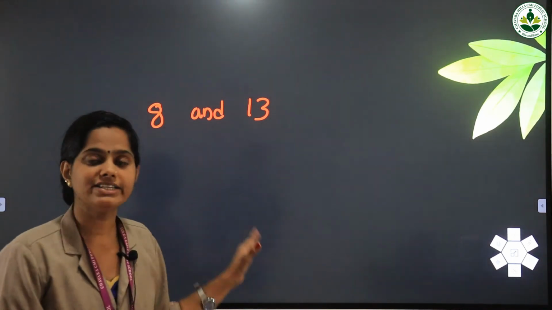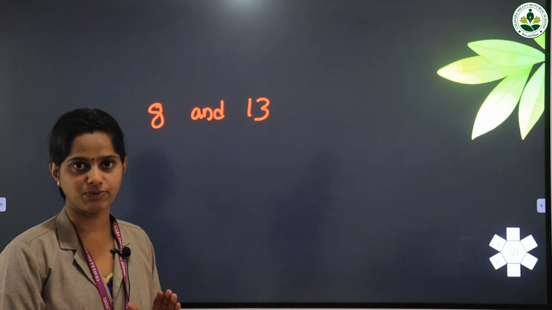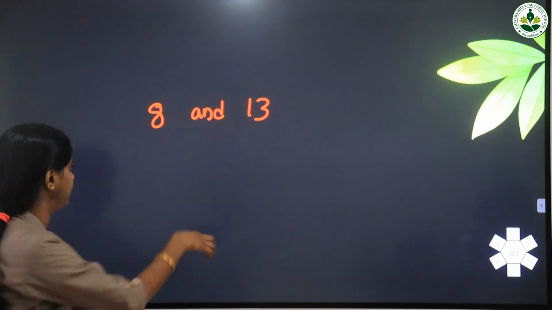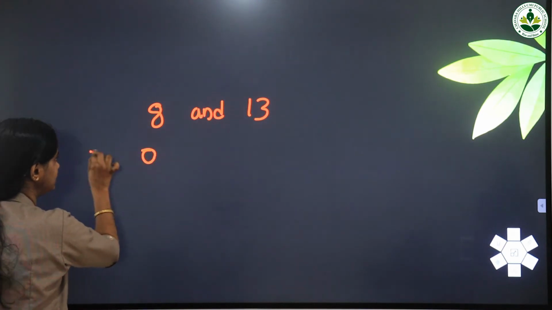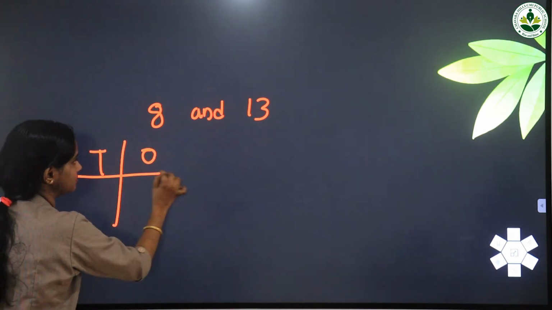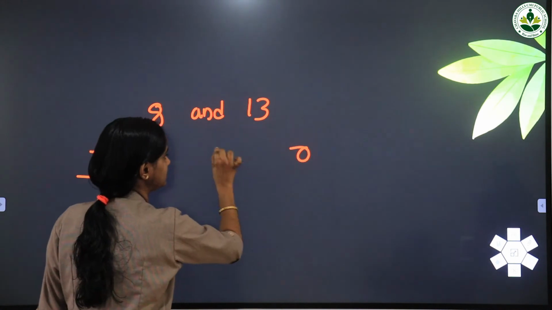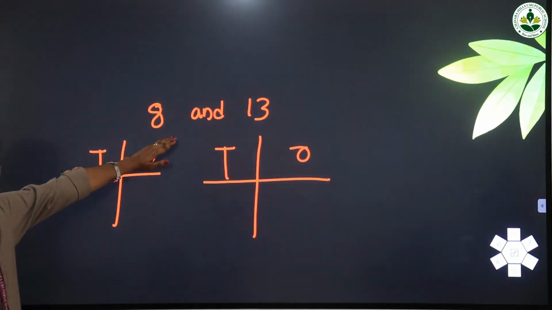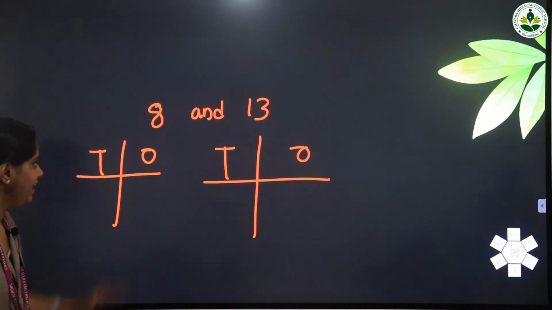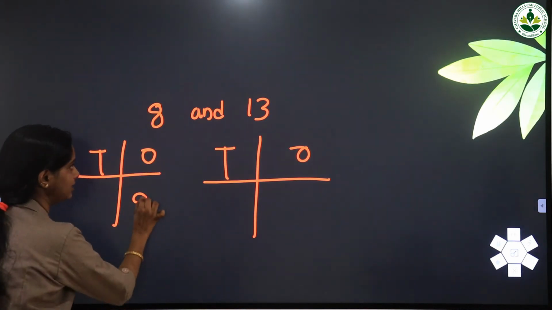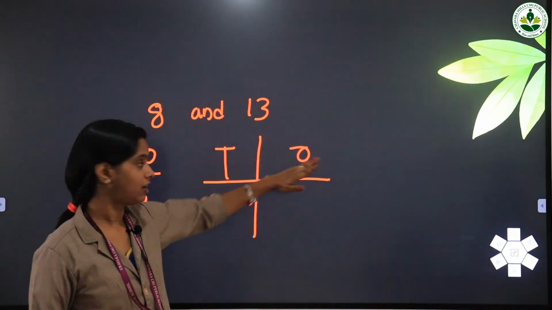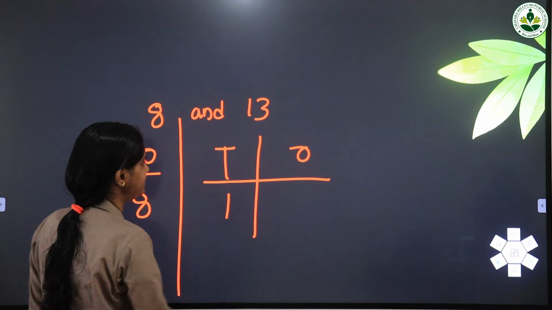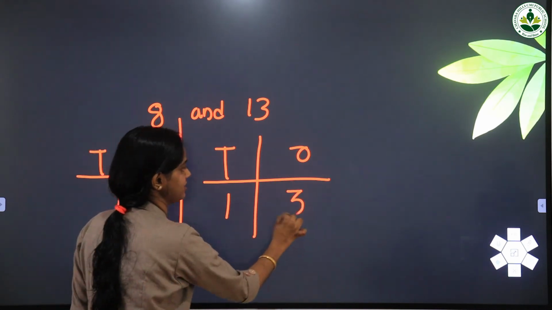For this, first we place these numbers in the place value chart. Ones, tens. The number 8 has only 8 ones. Here, 13 has how many tens and how many ones? Only 1 ten and 3 ones.